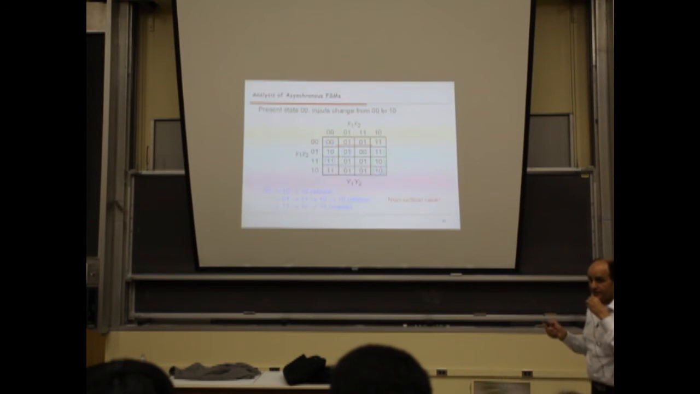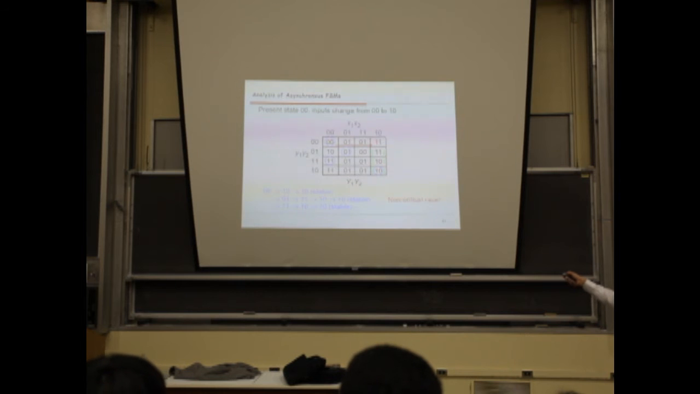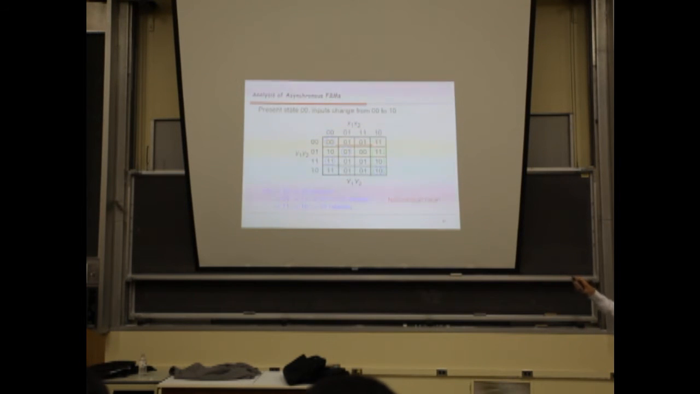The problem is when I go to 1, 1, I may not see the state variables changing from 0, 0 to 1, 1 at the same time. So what might happen? One of them is faster than the other. So the first one will go from 0 to 1 immediately, okay? And the other one is slow. So instead of going from 0, 0 to 1, 1, it goes from 0, 0 to 1, 0.